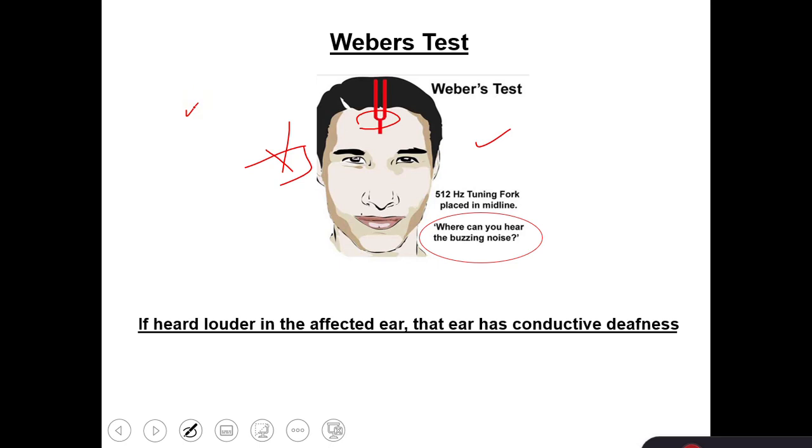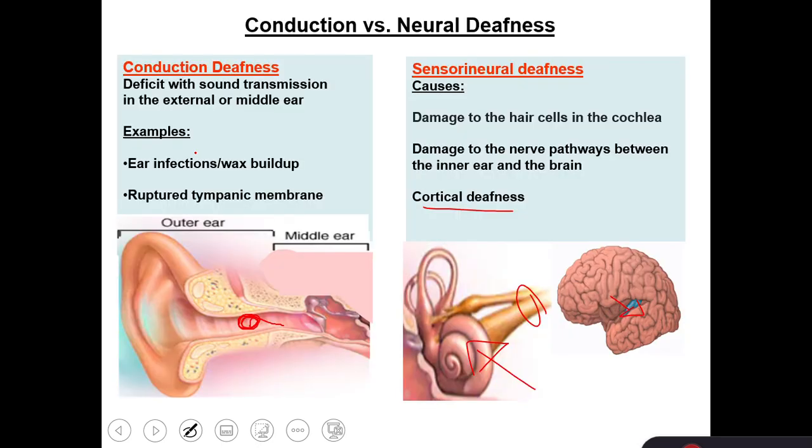How about if there is really a conductive deafness on this ear, then the vibration will be louder in the affected ear. Why is that? Because here the vibrations go and stimulate the cochlea directly, and it doesn't go the normal pathway from the external, middle, and then internal ear. So it avoids all of this.